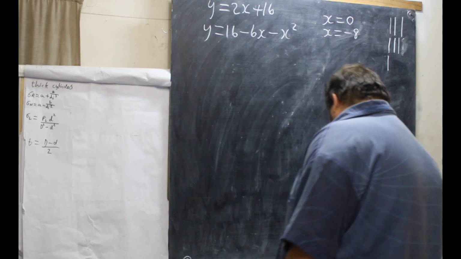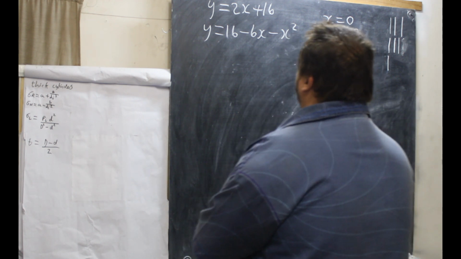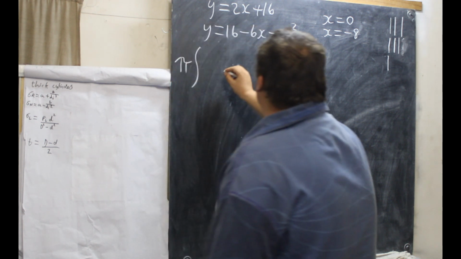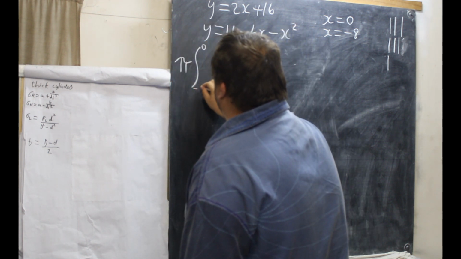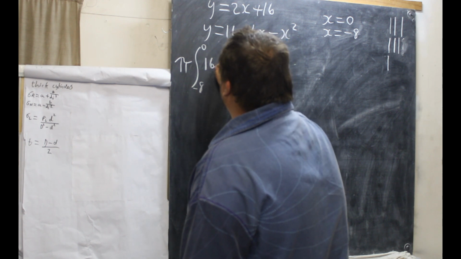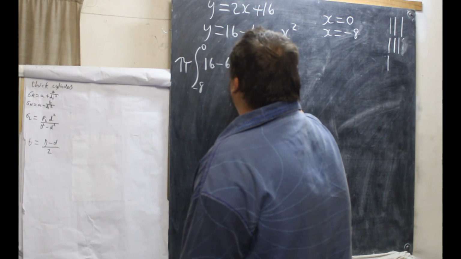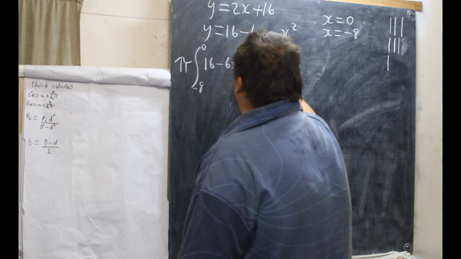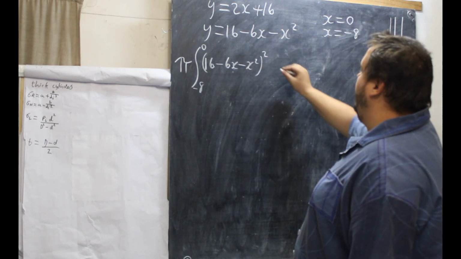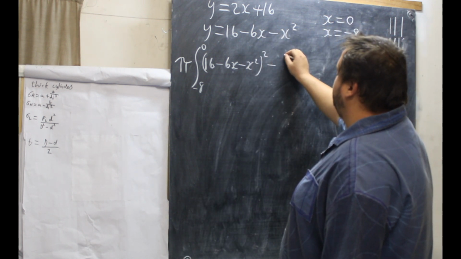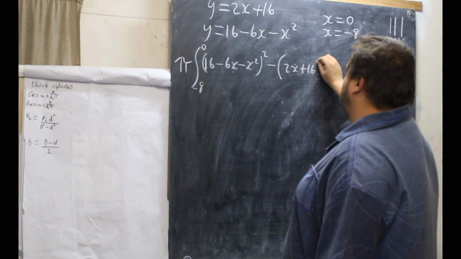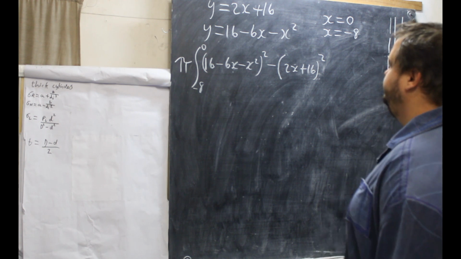Now, pi, the integral from 0 to minus 8 of 16 minus 6x minus x squared, all of that squared, minus 2x plus 16 squared as well.